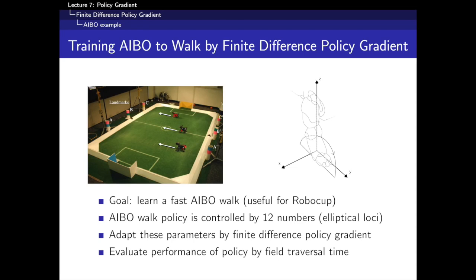So it's become an interesting machine learning challenge to make the Aibo gait more efficient and make it run faster. The Aibo gait is basically controlled by 12 different real numbers, which are shown in this diagram here. It doesn't really matter what they are, but the goal is to adapt these parameters now.